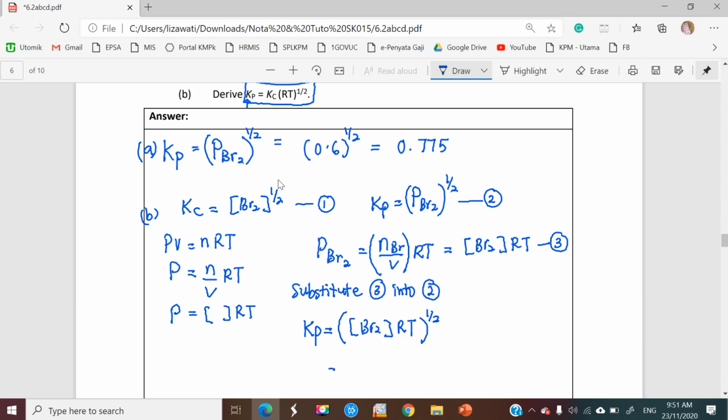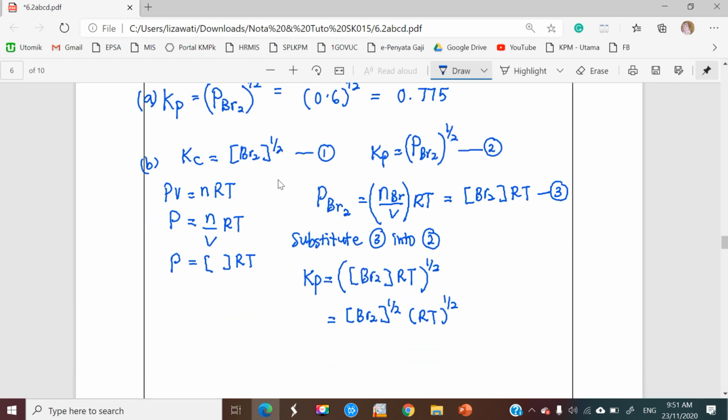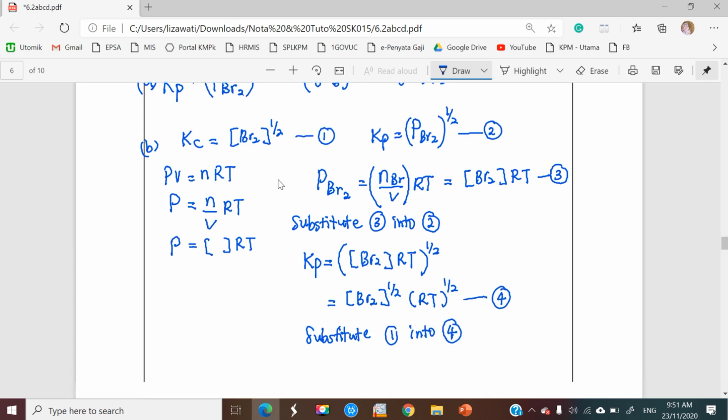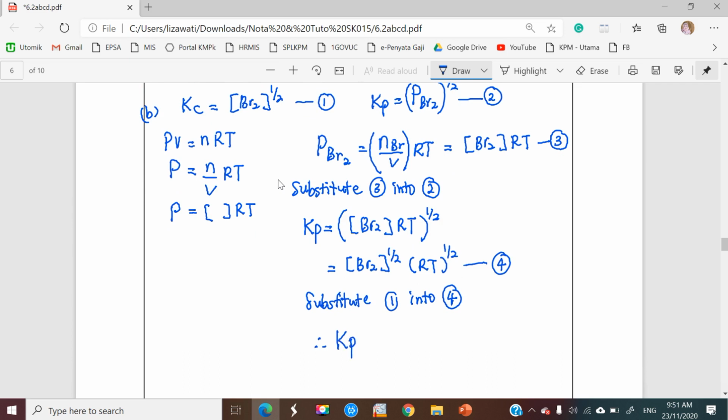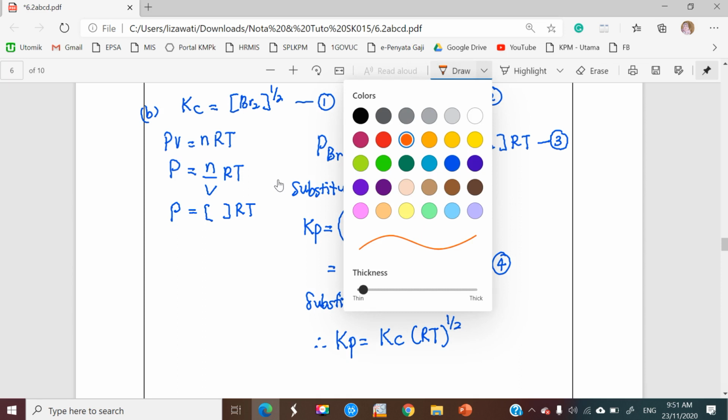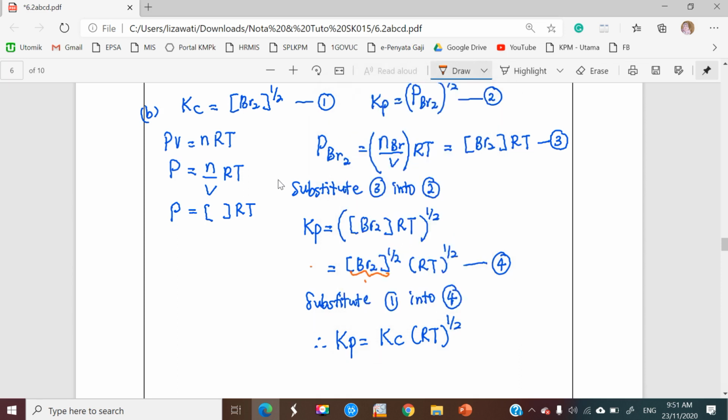Okay. Now, concentration we get here: concentration of Br2 to the power of half. Okay, you split RT to the power of half. Right, next we substitute. This one we label equation number 4. Okay, 1 into 4. Then you will get Kp equals Kc(RT) to the power of half. Okay, so this is referring to the Kc.